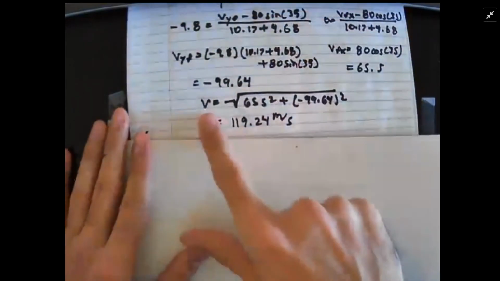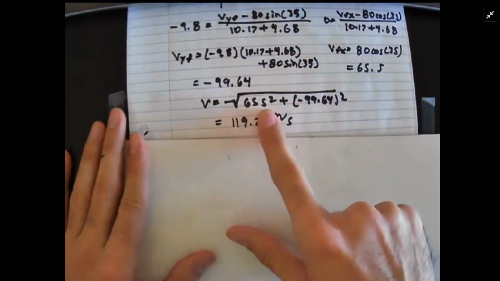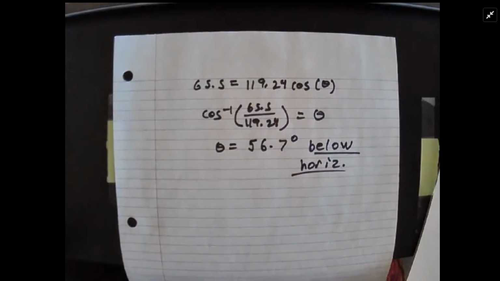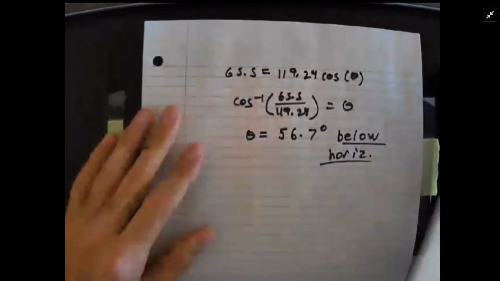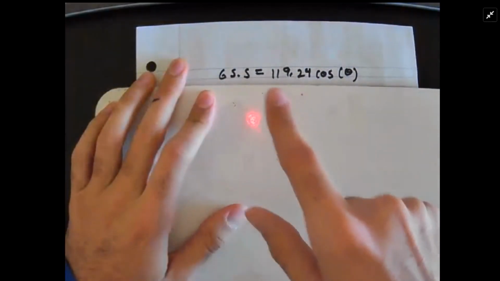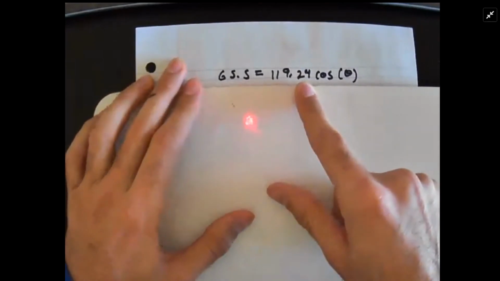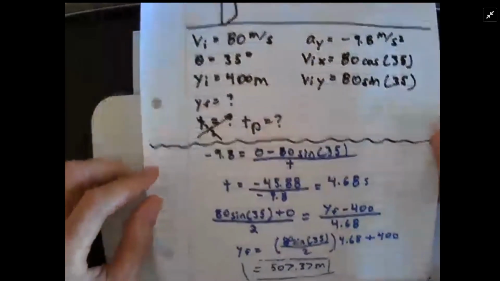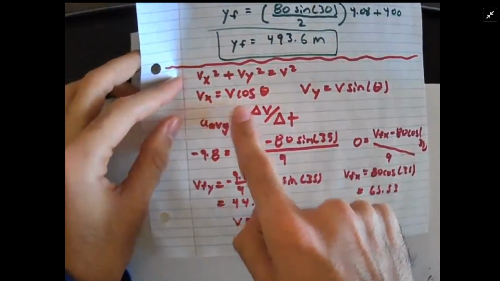So to find out v, I plug in the terms for vx and vy, and I get 119.24 meters per second. Then, similar to the last problem, I'm going to find out what the angle is right before it hits the ground. And I picked the x direction this time. Let me just go ahead and show you the equation real quick. I used this equation right here, v of x equals v cosine theta.